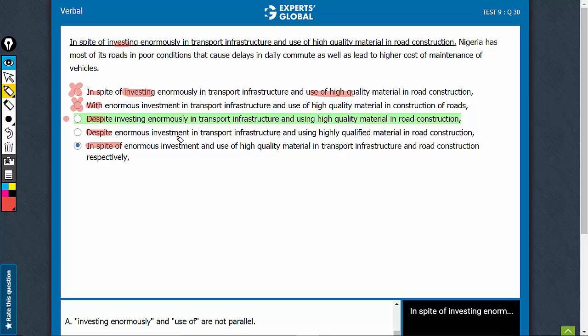I read it a bit deeper and I see that okay, despite enormous investment and using highly qualified material. So one problem is that enormous investment and using highly something, they are not parallel, and then highly qualified material is leading to a very awkward meaning. So D is a bad choice. Many problems with this one.